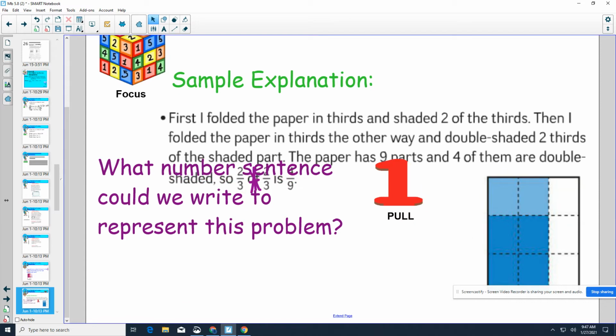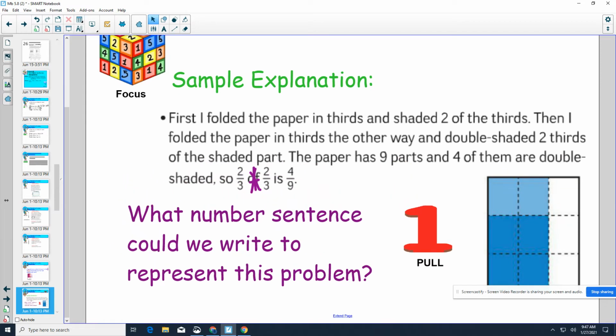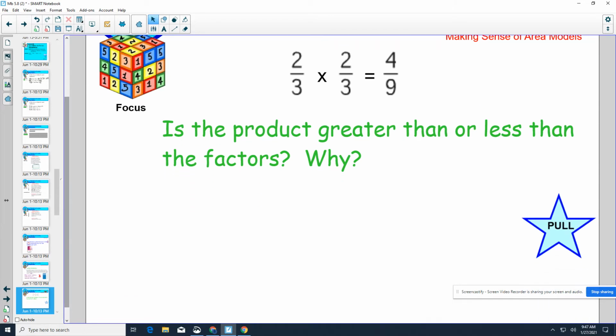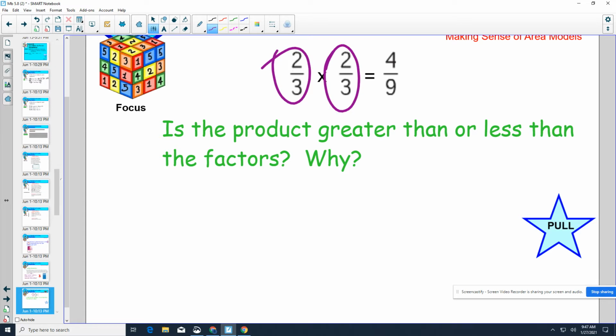So what number sentence could you write to represent this problem? Just like I showed you here, you could just say 2/3 times 2/3 would be the same thing as 2/3 of 2/3. All right, so as you can see here, is the product greater or less than the factors? Why? So let's think about that. So our factors are 2/3 and 2/3. Is each factor greater than the product or less?